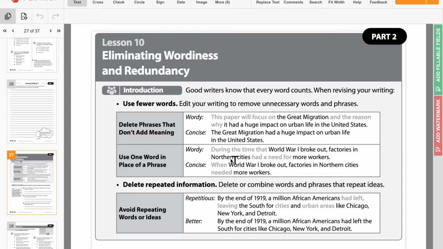You're going to edit your writing, because when we did our argumentative essays, we did a little bit of editing and peer review and all of that. So one of the things you could look at in the future with peer review is eliminating unnecessary words and phrases. Don't delete phrases that add meaning, because if it matters to the sentence, you don't want to delete it, okay? So the wordy version of the sentence would say, this paper, which y'all know how much I hate that, this paper will focus on the Great Migration and the reason why it had a huge impact on urban life in the United States.